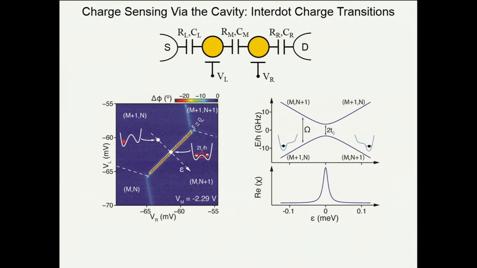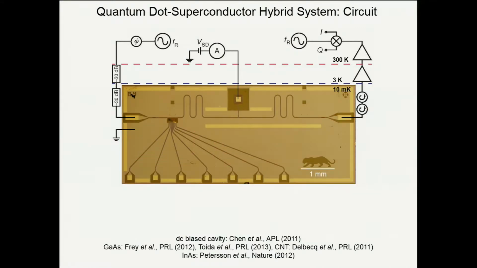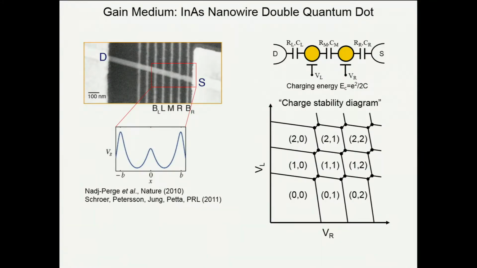plotted as a function of the right gate voltage and the left gate voltage. And if you look at this, you can see that for 99% of the area, nothing happens. The phase shift is 0. But there's a really large phase response here for this line, this diagonal line. And this is a so-called interdot charge transition. It corresponds to one of these transitions in the double quantum dot.